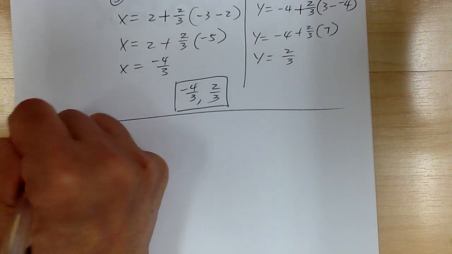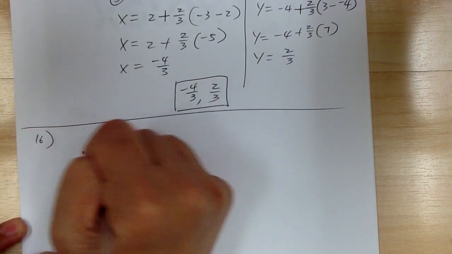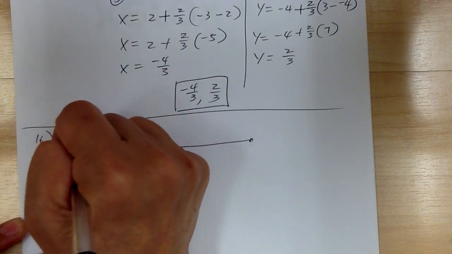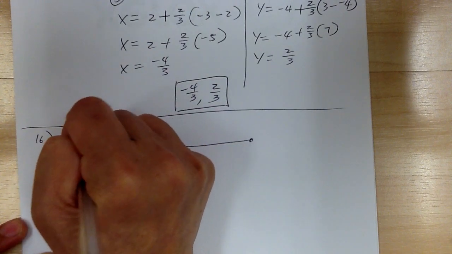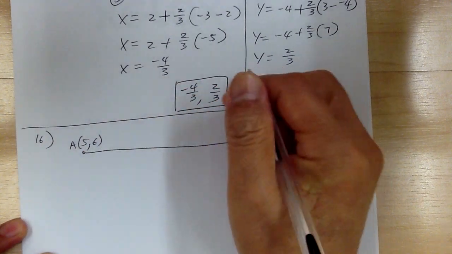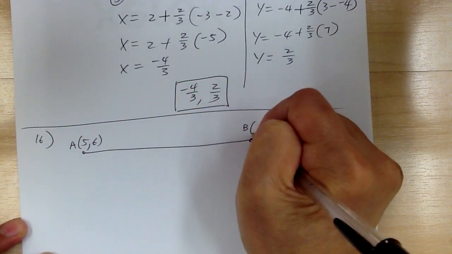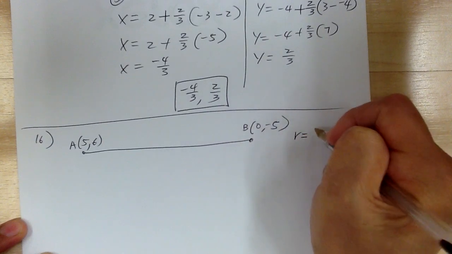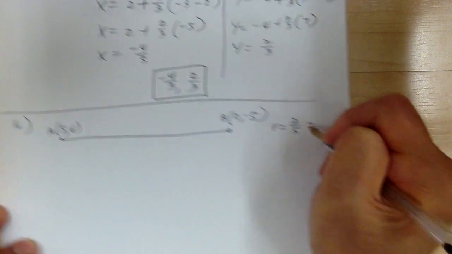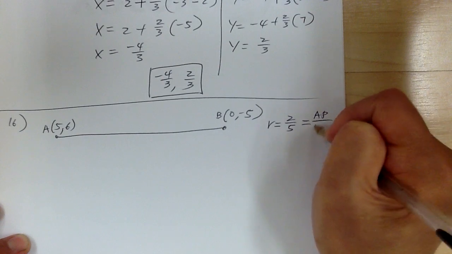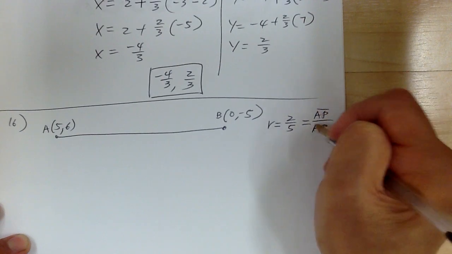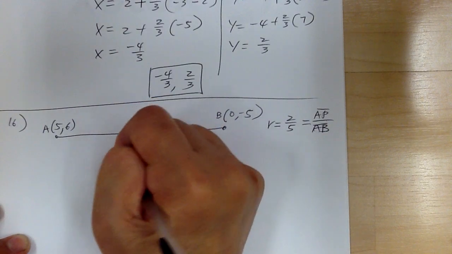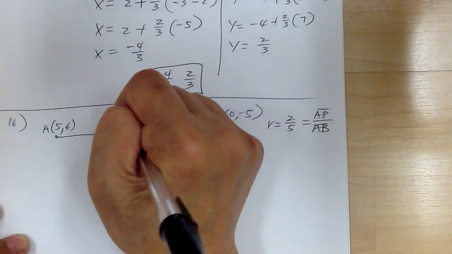Okay, let's go to 16. So again, you want to give yourself enough space to fill in the information. So point A is at 5, 6, and point B is at 0, -5, and R equal to 2 over 5. So this is equal to AP over AB. So from A to P is 2, so it's less than halfway. Okay, so I'm going to put P over here.